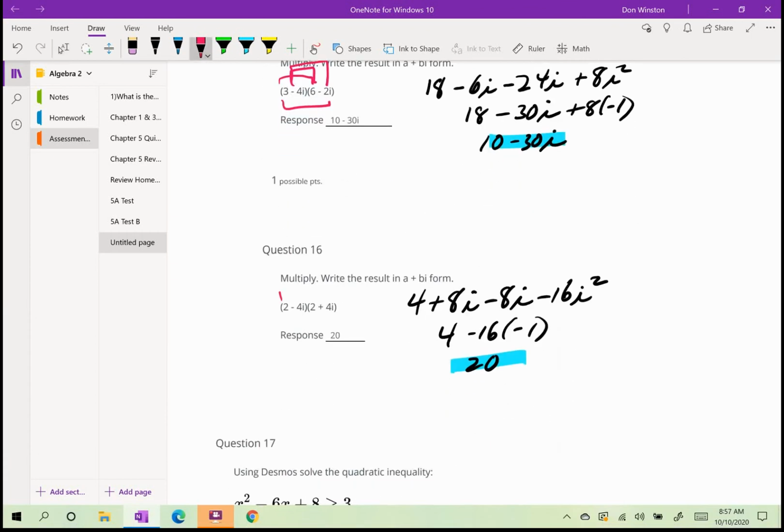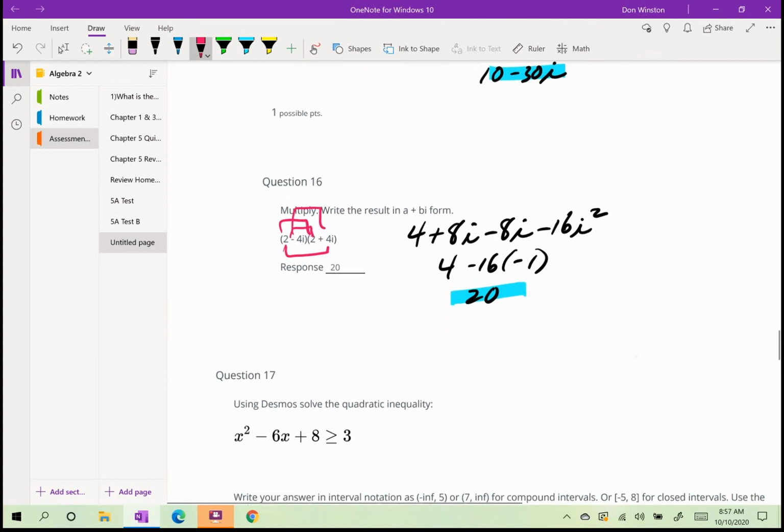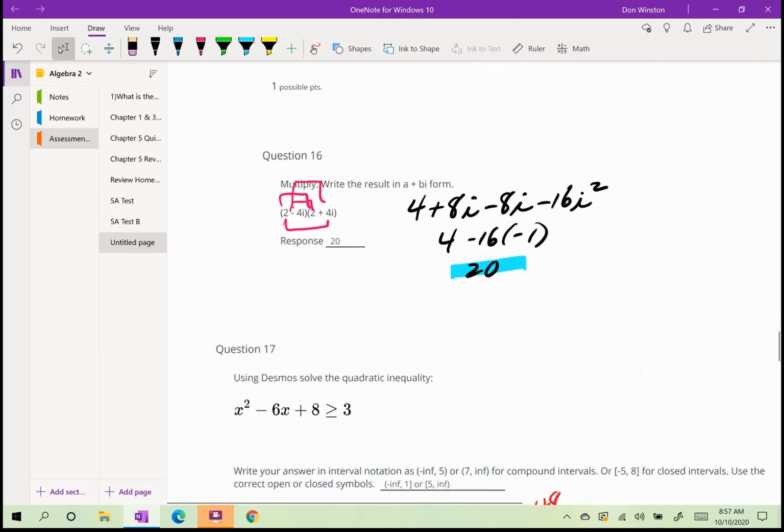Again, the next one, so 2 times 2 is 4. We FOIL. 2 times positive 4i is 8i. Negative 4i times 2 is negative 8i. And then negative 4i times positive 4i is negative 16i squared. And so the 8i minus 8i, that just goes to 0. So we have 4 minus 16 times negative 1, which is 20. Negative 16 times negative 1 is 16, and 4 plus 16 is 20.